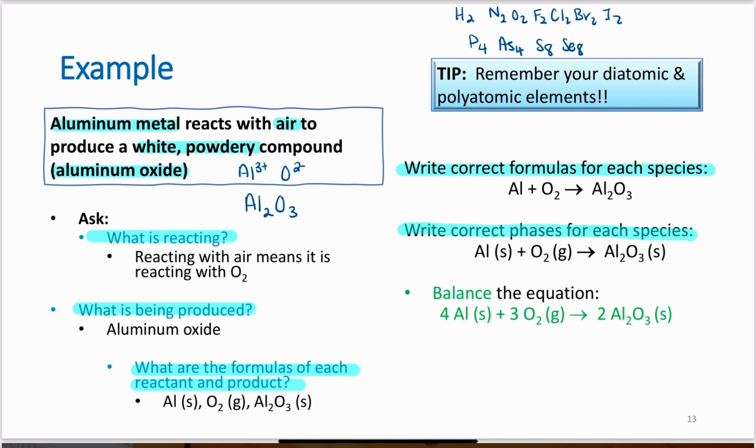Write the correct phases for each species: my solid, my gas, my solid. And then balance my equation. I see here I have 1 aluminum to 2 aluminum and 2 oxygen to 3 oxygen. I'm going to balance my oxygens first, putting a 3 in front of this and a 2 in front of this, which causes me to have to put a 4 in front of the aluminum here to balance out my reaction.